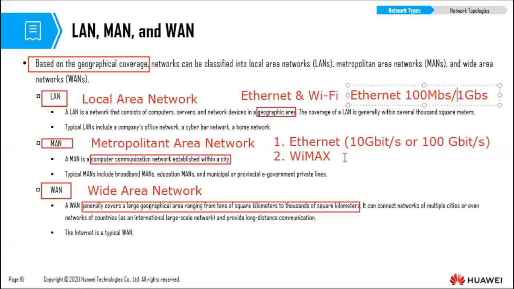So WiMAX, as they've correctly put it, here most likely you're using base station transceivers to interconnect areas that are quite distant apart. So you're not using access points, you're using base stations. Then we have wide area network.